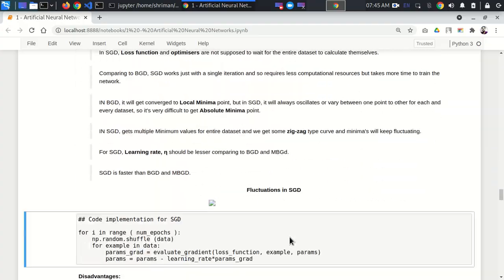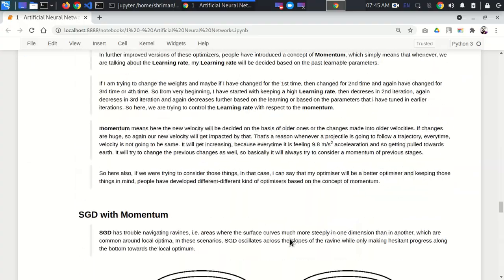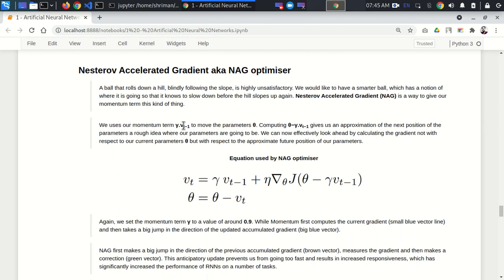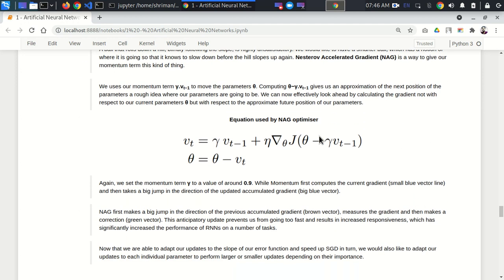So in this NAG optimizer, guys, we use our momentum term gamma into Vt minus 1 to move the parameters theta. Computing this gives us an approximation of the next position of the parameter, a rough idea of where our parameter is going to be. The same thing is going to happen here, and again we have slightly changed our equations, and in that case we are going to stop our gradient descent. We are going to do some early stopping kind of things, and in that way we are not going to move forward, and we will achieve a local minima.